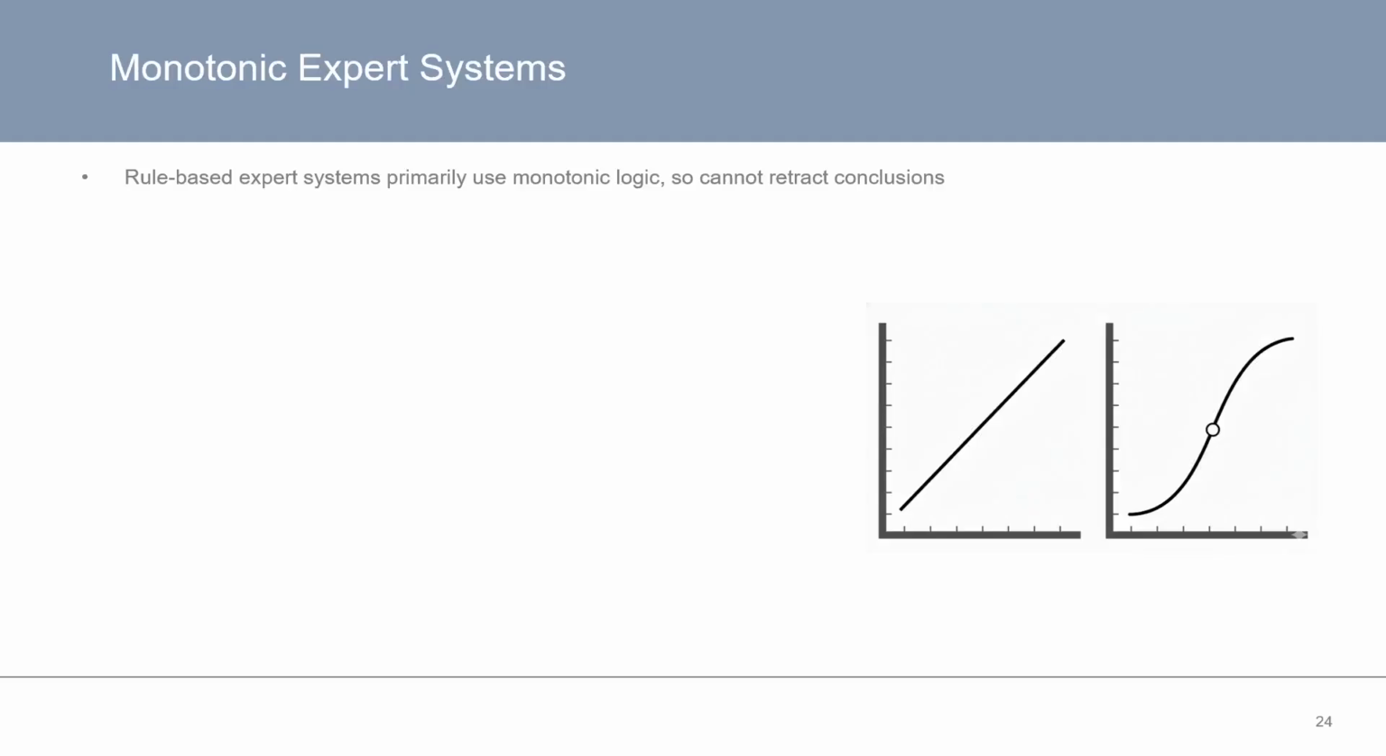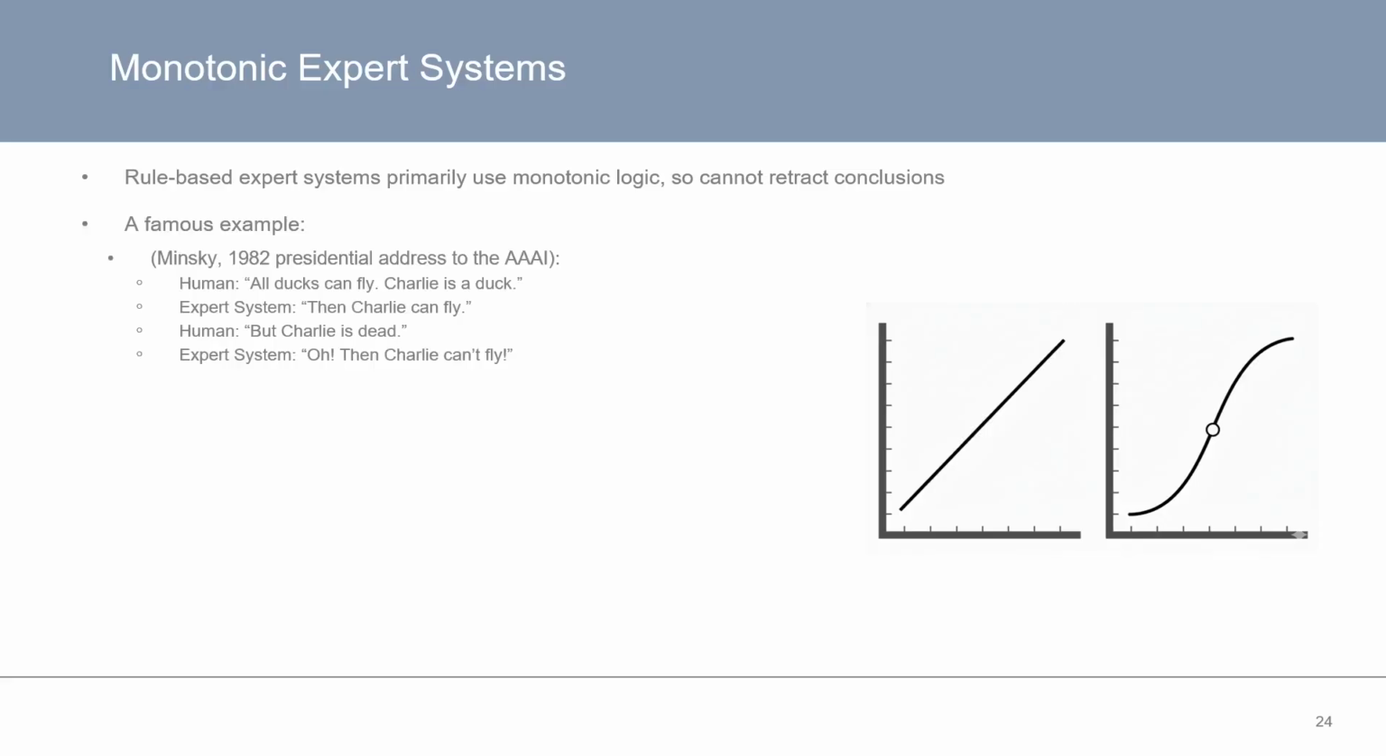Of note, there are two main genres of expert systems. Simpler ones are known as monotonic expert systems. Rule-based expert systems primarily use monotonic logic, meaning that they can't retract conclusions or facts once they've been added.